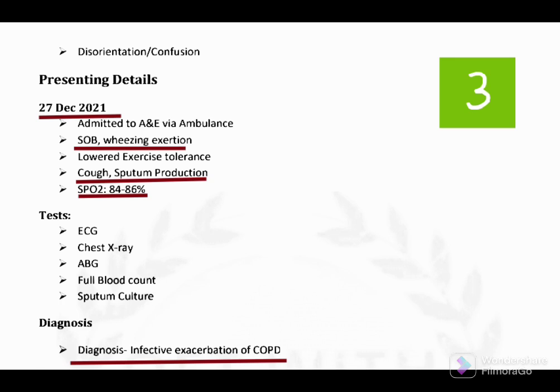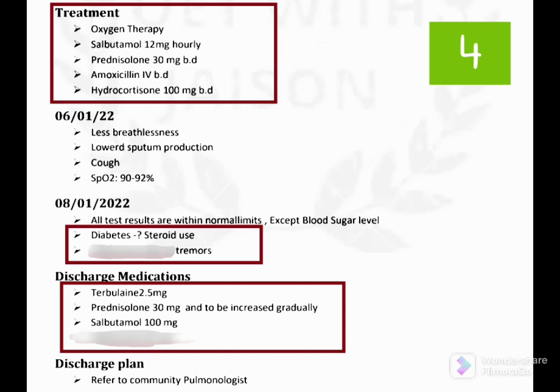During hospitalization, he was managed with oxygen therapy, salbutamol 20 mg hourly, prednisone 30 mg BID, amoxicillin IV BID, and hydrocortisone 100 mg BID. These all are relevant data. Gradually, you can see that on 6 January 2022, the patient became normal, with less breathlessness, lowered sputum production, the cough already decreased, and saturation 90 to 92% in room air. So the patient has good progress.